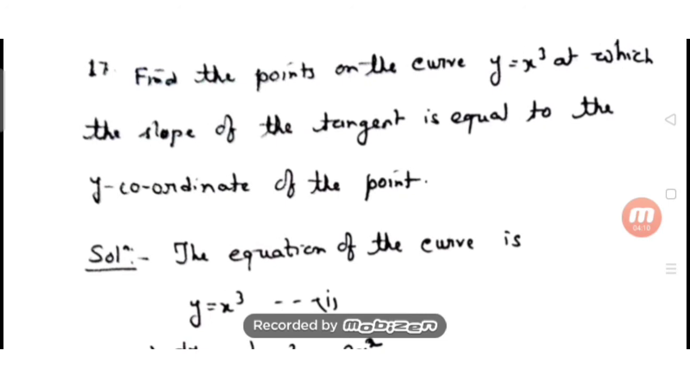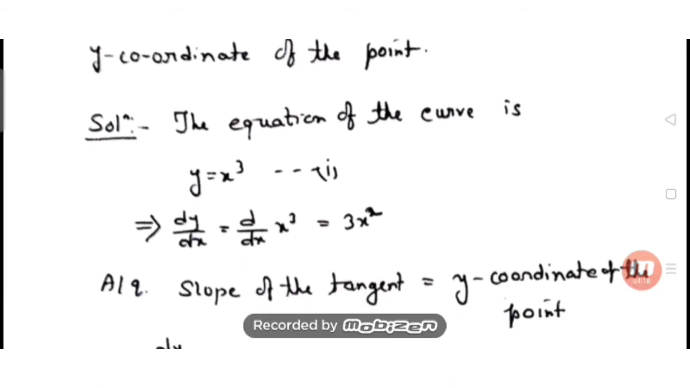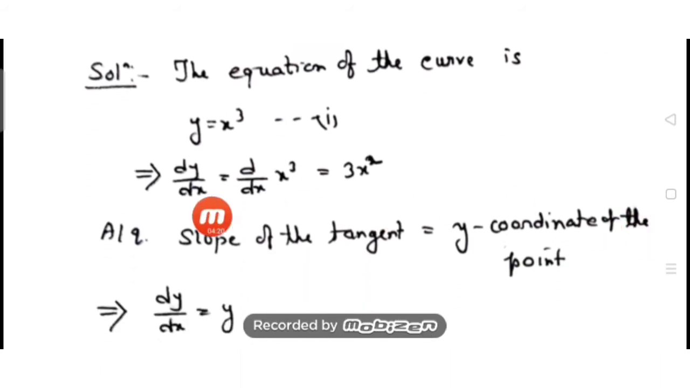Okay, so first I have considered the equation of the curve, that is y equal to x cube. Then as the slope of the tangent is required, I am getting the value of dy dx. What is dy dx? d/dx of x cube, which is 3x square.